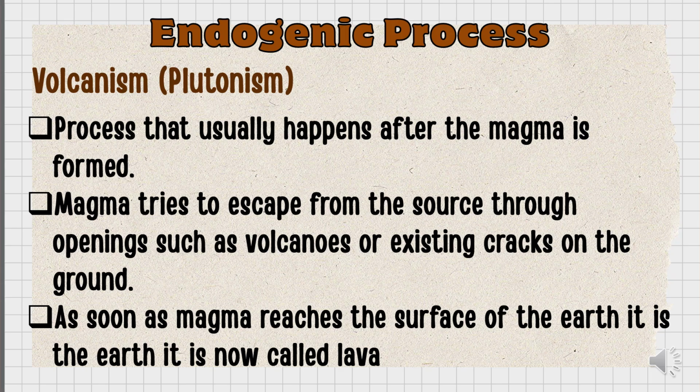Plutonism is the process where magma cools and solidifies underneath the Earth's surface without erupting. In simple terms, it is when magma stays below ground and slowly hardens into rock. Key idea: magma does not erupt. It cools slowly underground and forms intrusive igneous rocks like granite.